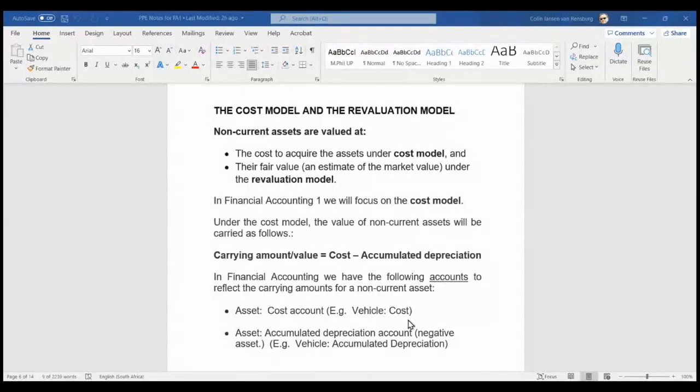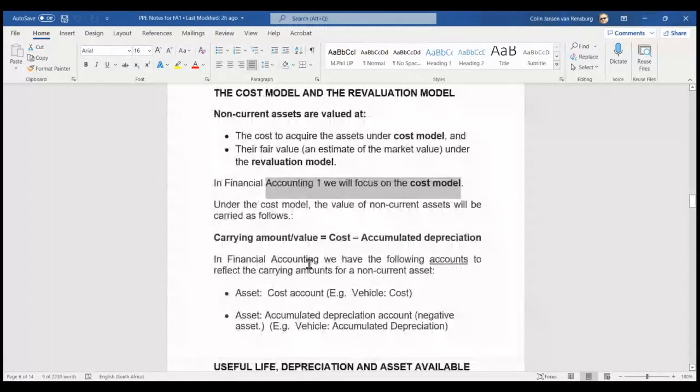Therefore, we refer to our accumulated depreciation accounts as negative asset accounts. They haven't become liabilities because you don't have to pay your accumulated depreciation back. It's not something that you need to go and settle and pay for, right? So it is still part of your asset accounts, but it reduces the value, the carrying amount, of the asset. So therefore, it is referred to as a negative asset account. Exactly what Sibusiso answered there.